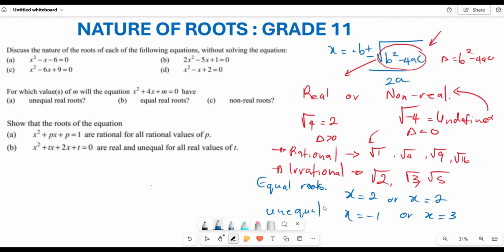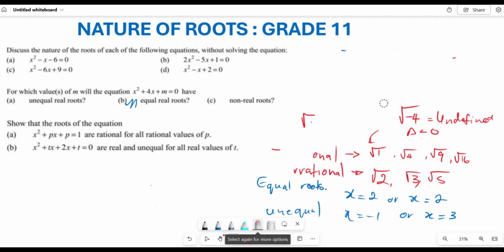So these are some of the very basic things that we are going to be looking at today. But just ensure that you check from this particular playlist so that you get some of the introductory videos when it comes to our natures of roots. Now I want us to attempt these questions that we are given here, now that I've at least given you a little bit of background.